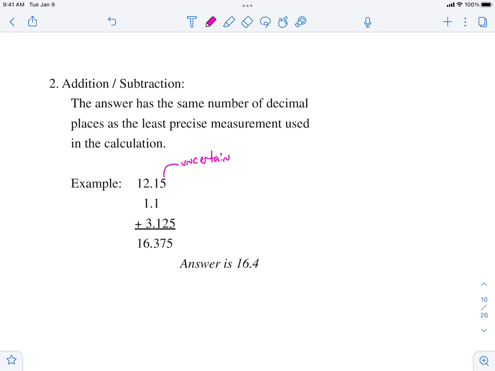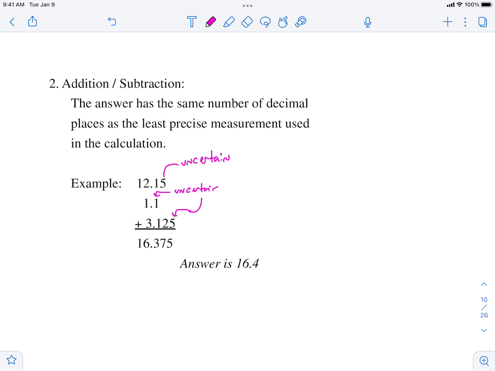The second number, 1.1. That number was measured by a tool that only had whole increments, right? Like 1 centimeter, 2 centimeters, 3 centimeters. There were no lines in between. So that 0.1 is the guess. That 0.1 is uncertain. The last number, 3.125. Well, the last digit, yeah, the last digit is uncertain.